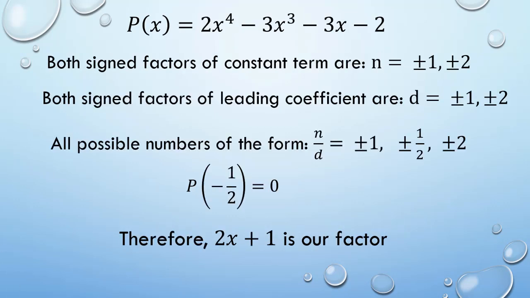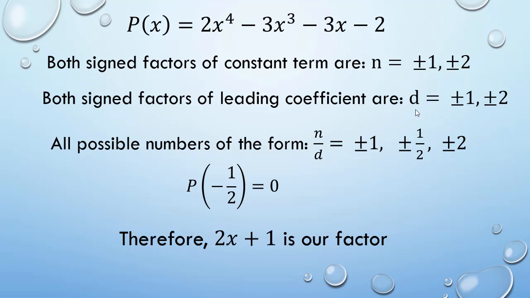Now we're going to find a factor for another one. Here our polynomial is 2x to the power 4 minus 3x cubed minus 3x minus 2. Look at it. Here our leading coefficient is 2, it's not 1. For this form, we need to find both signed factors of the constant term at first. I named it n. The both signed factors of 2 are plus minus 1 and plus minus 2. And then we need to find the both signed factors of the leading coefficient. It is also the same, plus minus 1 and plus minus 2.